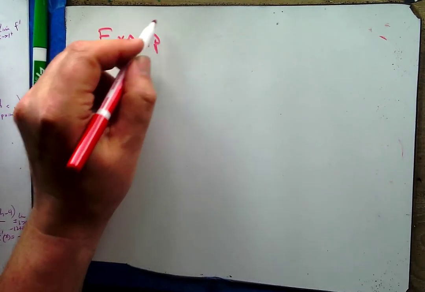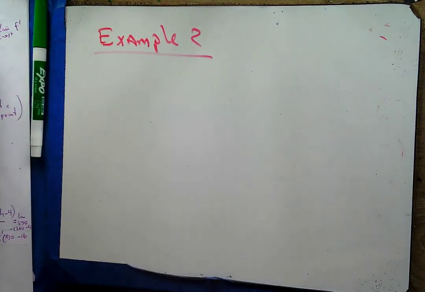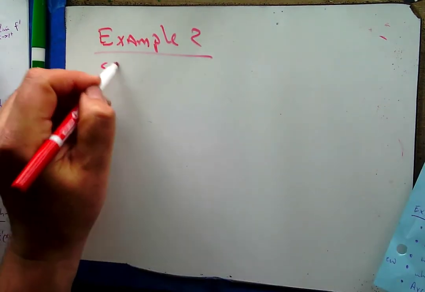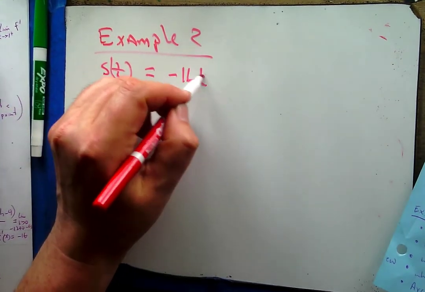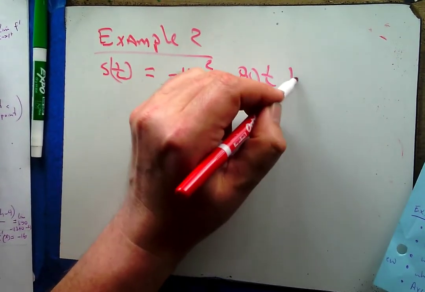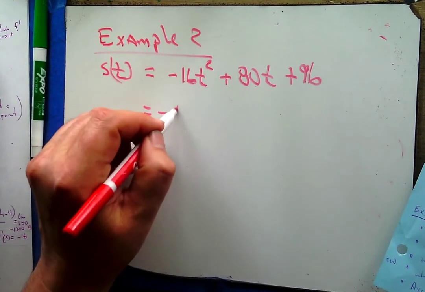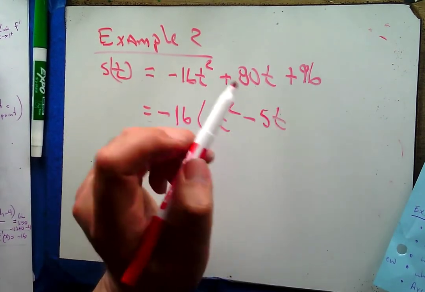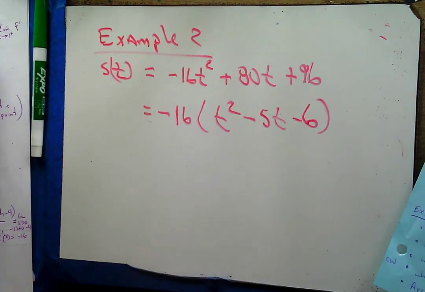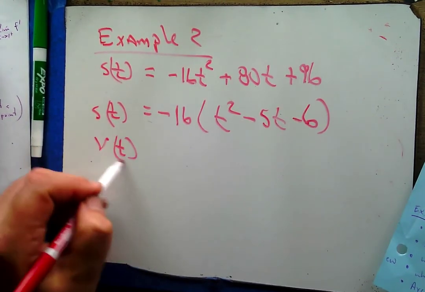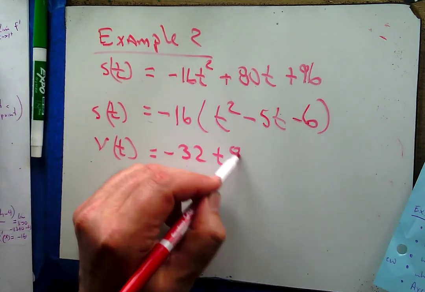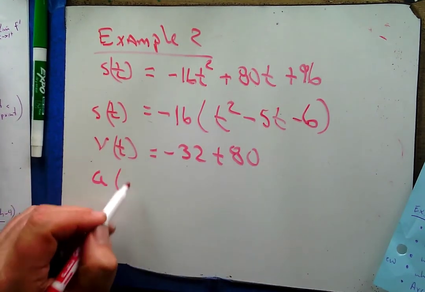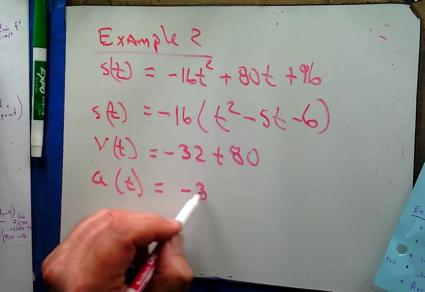Okay, example 2. So, example 2 says s of t equals negative 16t squared plus 80t plus 96. By the way, I could always factor t squared minus 5t minus 6. Okay, there's my s of t function. We know velocity is going to be the derivative of that. And we know that acceleration is going to be the derivative of that.